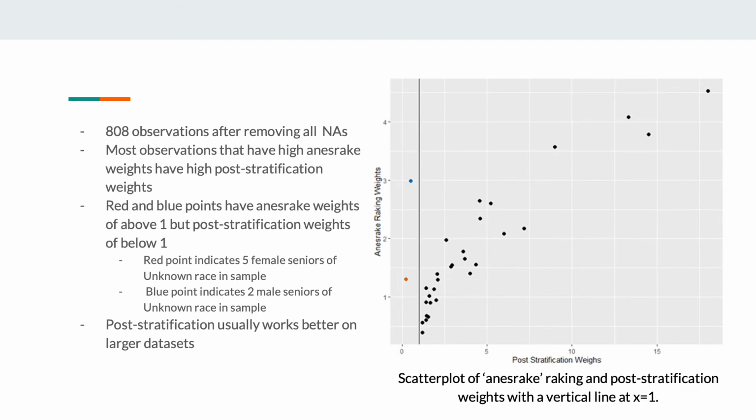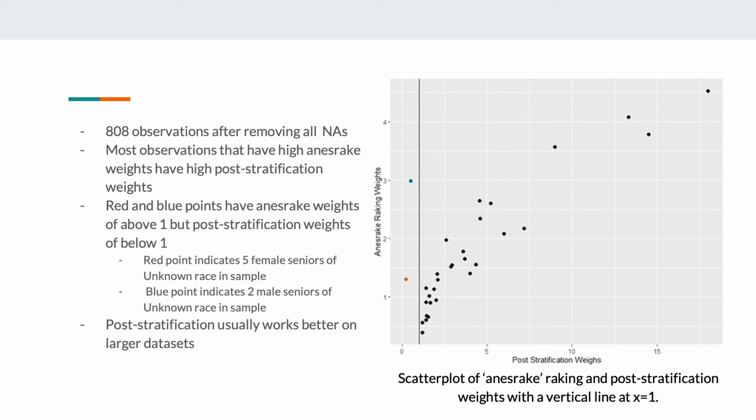Since survey raking and anesrake weights were essentially the same, we only compared anesrake to post-stratification weights. Post-stratification, unlike raking, is not an iterative procedure and examines the joint distribution. On the left is a scatter plot, and we see that most observations that have high anesrake weights also have high post-stratification weights. However, we have two points, red and blue, which have anesrake weights of above 1 but post-stratification weights of below 1. These points indicate groups in the sample that had high counts but had low counts in the population because of the difference in how the sample and population recorded some demographics.